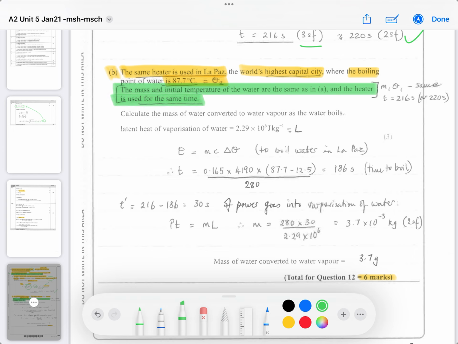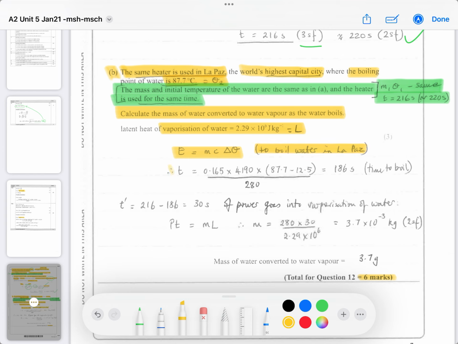So 220 seconds or 216 seconds. Yeah? And these are the controlled variables, so these don't change. What they want you to do is to calculate the mass of water converted to water vapor. So obviously for the same amount of time, it's going to boil more quickly, so you're going to have some of your time left to evaporate the water. So E equals mcθ. We want to work out what is the energy required to boil the water in La Paz? So obviously it'll be less.